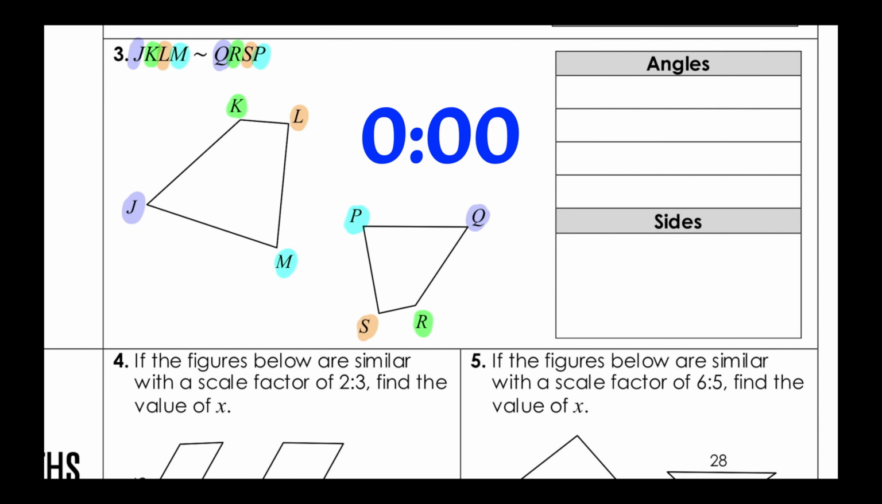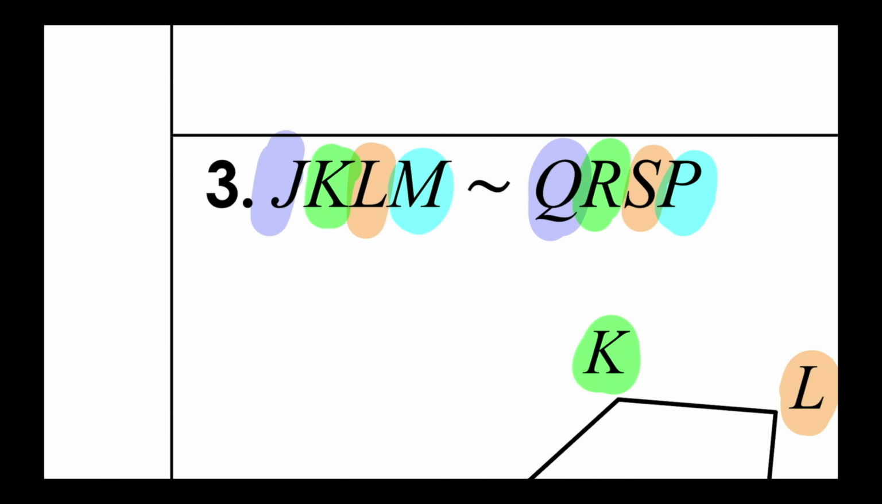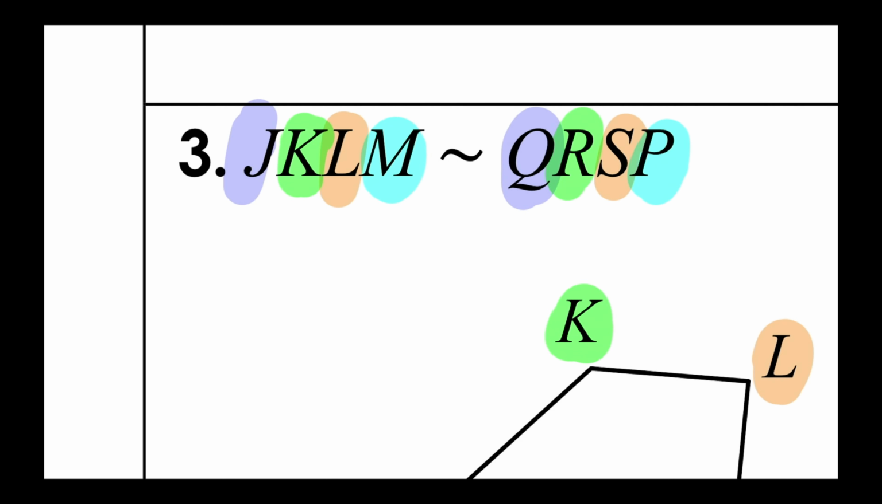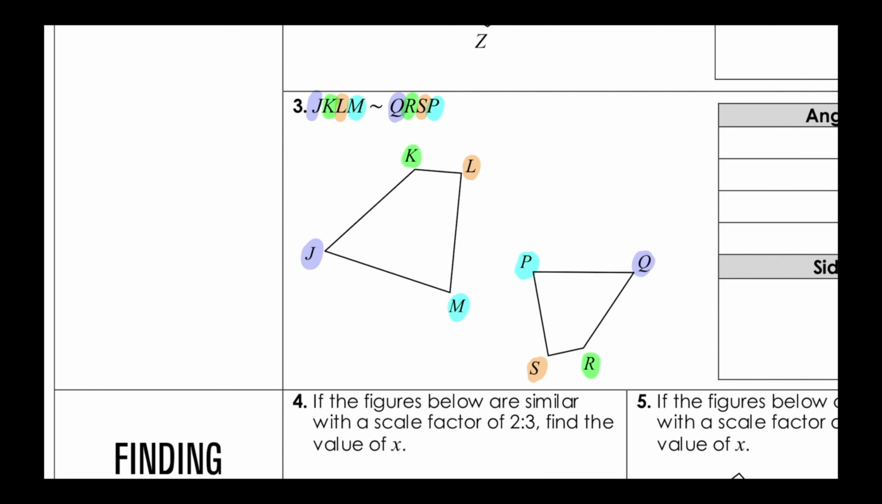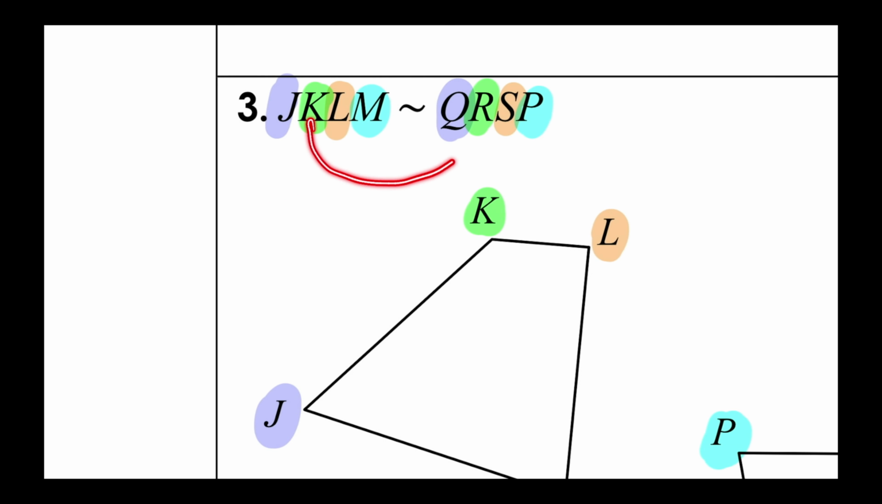All right, time is up. So the first thing you should do is look at this similarity statement. This is telling you what is similar. So you have quadrilateral JKLM is similar to QRSP. And that order matters. So that means the J and the Q match because they're both first. So I made them both purple. And then I did that on the diagrams. The K and R are both second, so K and R match. So I painted them green.